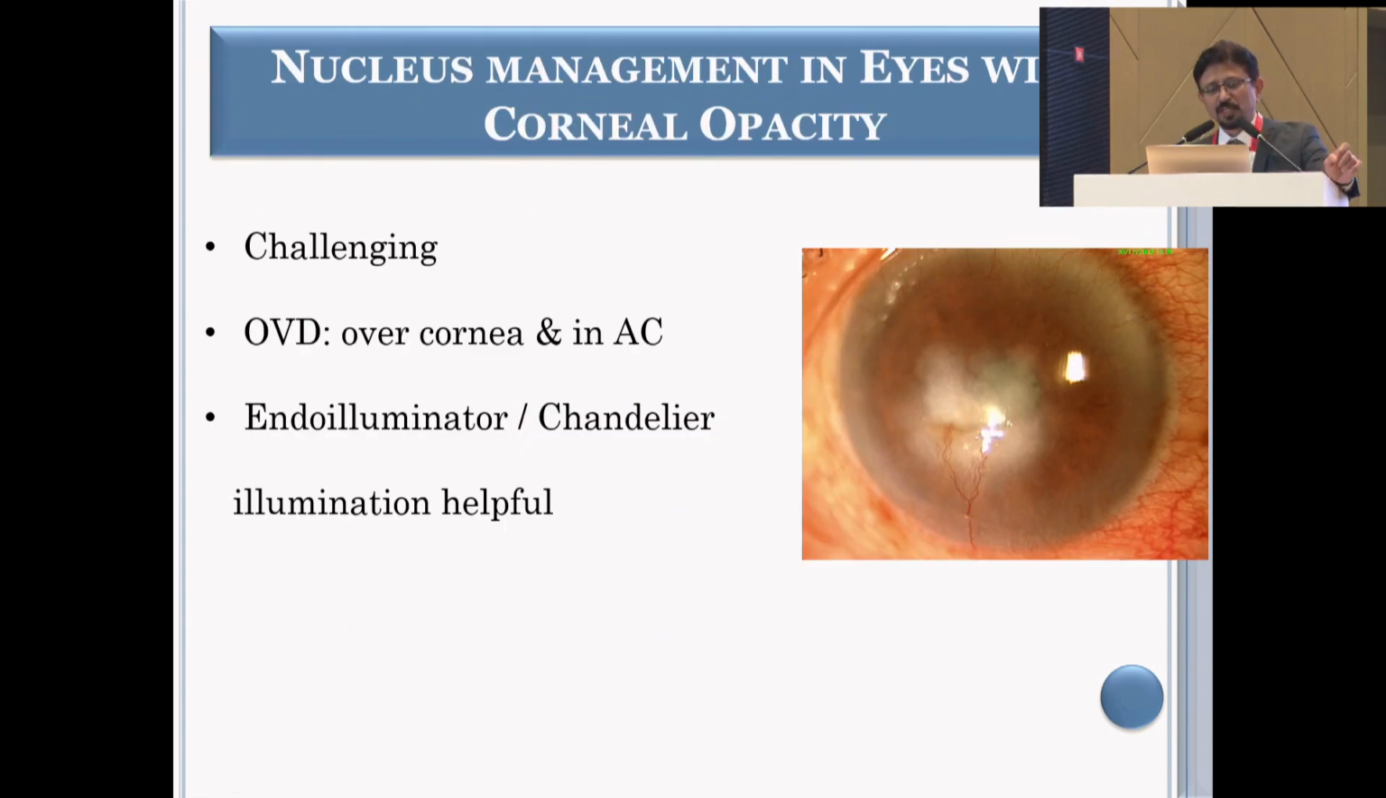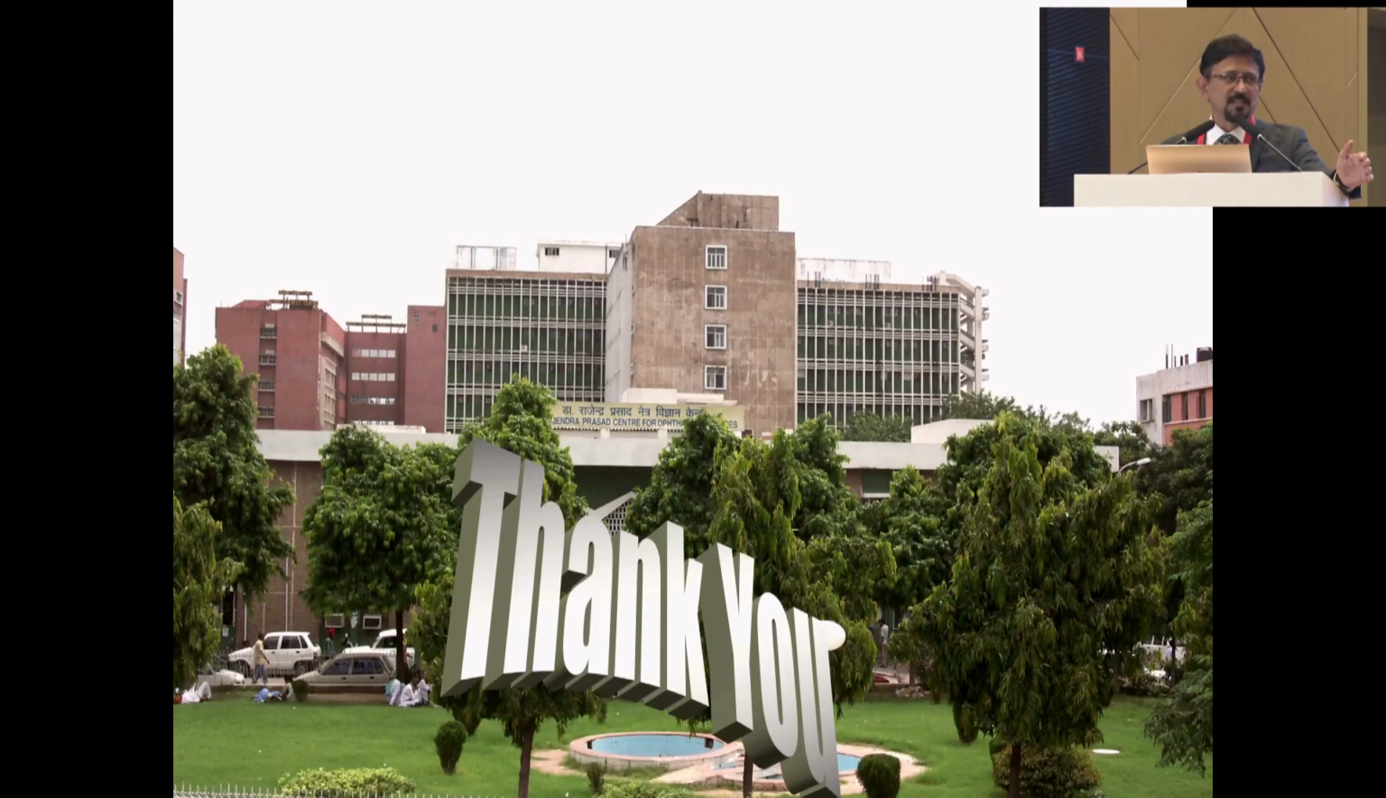So in conclusion, nucleus management in eyes with corneal opacity is challenging. We do have to understand how to improve visualization. There are various methods: use of OVD, use of trypan blue dye for long period, use of endoilluminator, chandelier illumination, and all these methods are utilized to improve the outcome by improving visualization. So thank you very much for your patient listening.